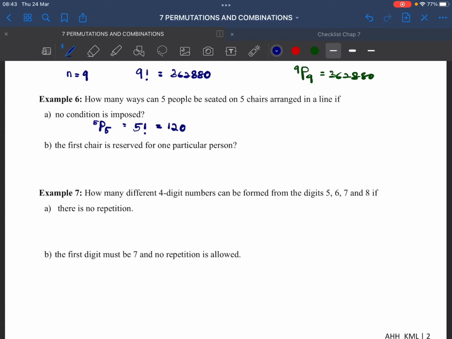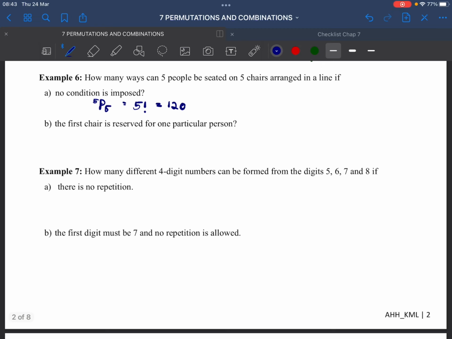Okay, so how about the second question? The first chair is reserved for one particular person. Okay, so we have 5 chairs, 1, 2, 3, 4, 5. The first chair is reserved for one particular person. So one person is already there, and they will definitely sit there. For example, the director will definitely sit at this chair. So only one way.